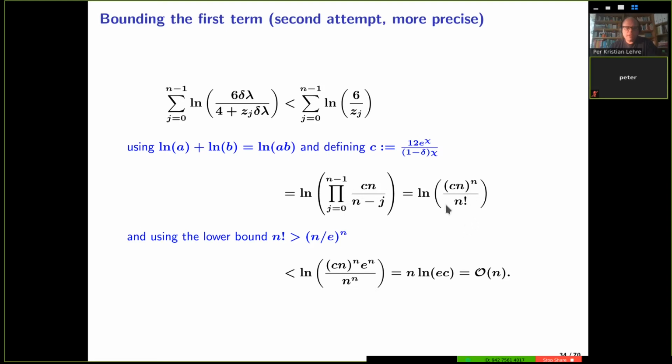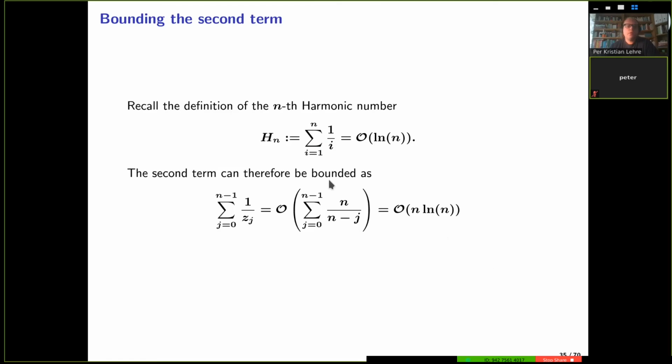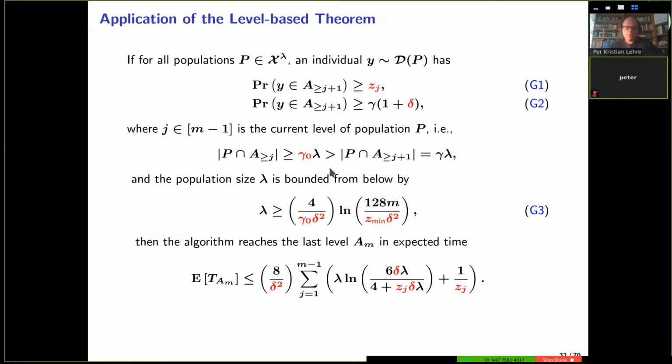Okay, and this is going to be the factorial. So I have n minus j equals 0 up to n minus 1. So I get log of Cn to the power of n divided by n factorial. And then I can use the lower bound for n factorial, so this is no more than n over e to the power of n. So what I get here now is that n to the power of n cancels with n to the power of n. So I get log of c e to the power of n. So this is n times log, and then a constant. So this is big O of n. Okay, I also have to bound this term.